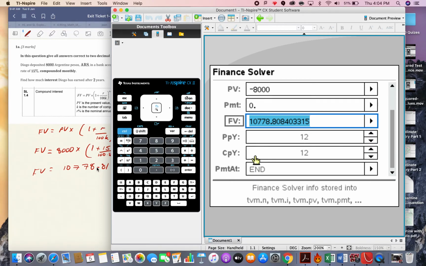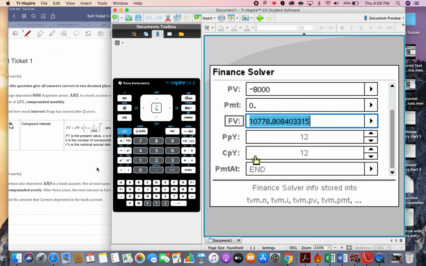Okay, but we haven't finished the question yet because it says how much is the interest earned. So what we need to do, of course, is the final amount minus the starting amount. So this is what the actual interest earned is. So that's 2,778.81. That's the interest earned.